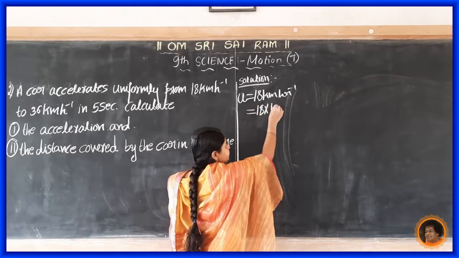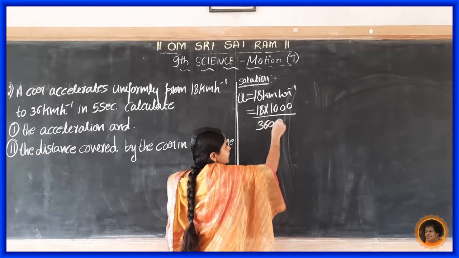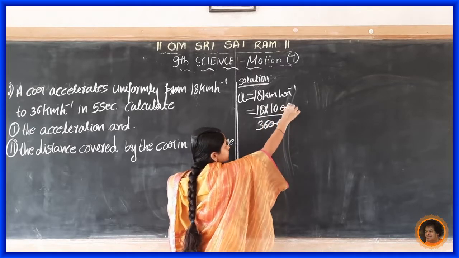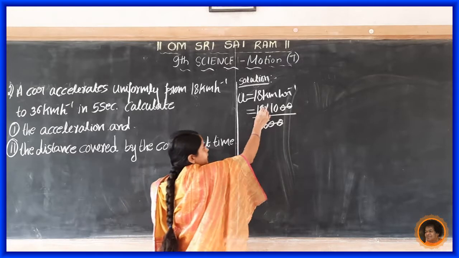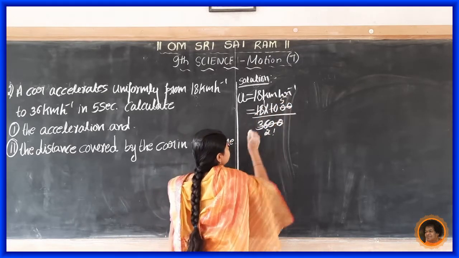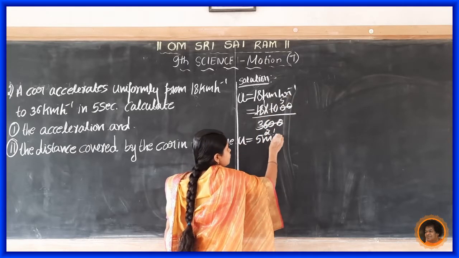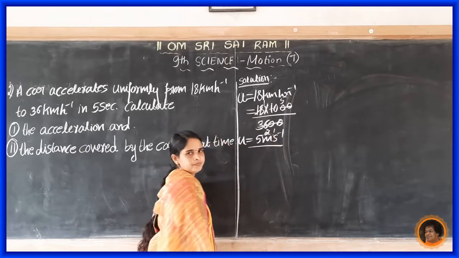18 into 1000 divided by 3600. 20 cancels. 18 ones are 18, 2 ones are 2, 5 twos are 10. So u equals 5 meter per second.